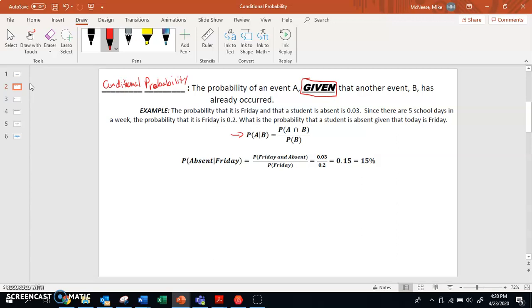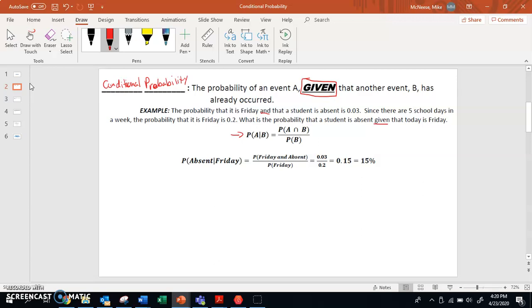So an example here is the probability that it is Friday and that a student is absent is 0.03. Since there are 5 school days in a week, the probability that it is Friday is 0.2. What is the probability that a student is absent given that today is Friday?